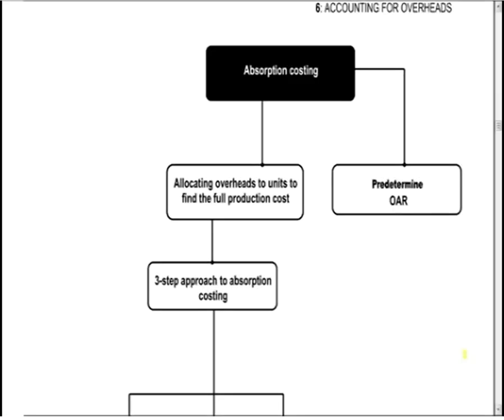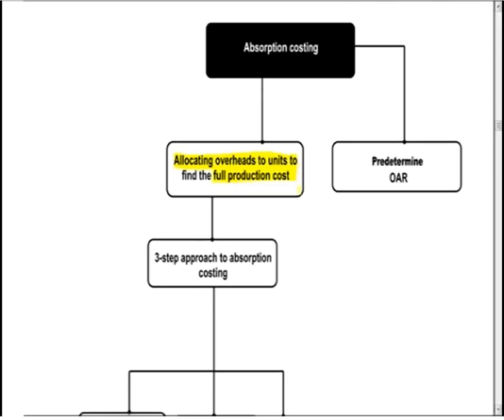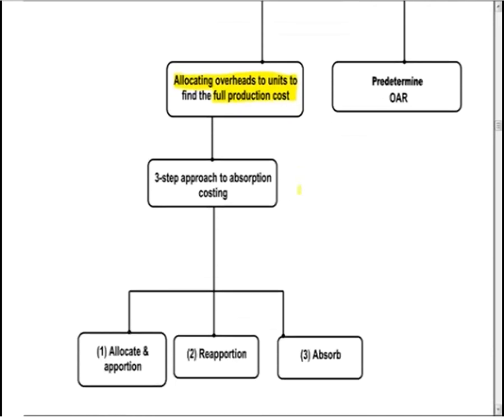We're going to tackle absorption costing first because it's the most complicated of the two methods and it's also the one that's required in published accounts. So with absorption costing, what we're aiming to do is to allocate overheads to units to find the full production cost. So the cost of producing a unit which includes the fixed overheads. And we've got a three-step approach to doing this.